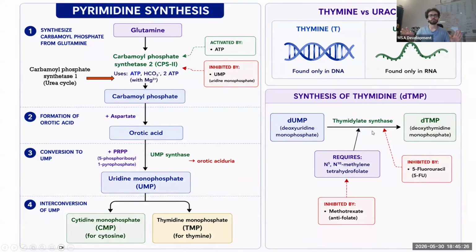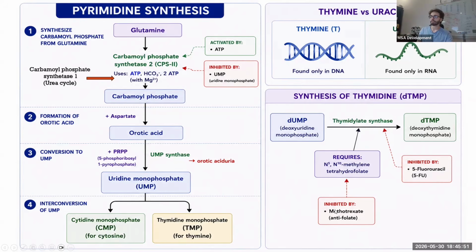Even if you forgot everything I just said, just remember this one thing. The enzyme thymidylate synthase will change the dUMP into dTMP. As simple as that. Thymidylate synthase is inhibited by a certain medication called fluorouracil, 5-fluorouracil. 5-fluorouracil inhibits thymidylate synthase, which means we won't have dUMP becoming dTMP.